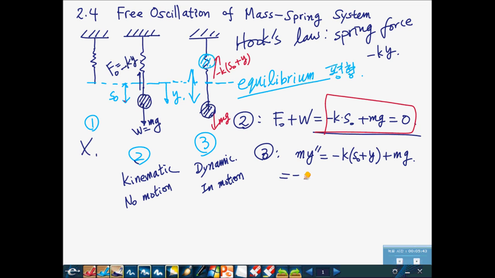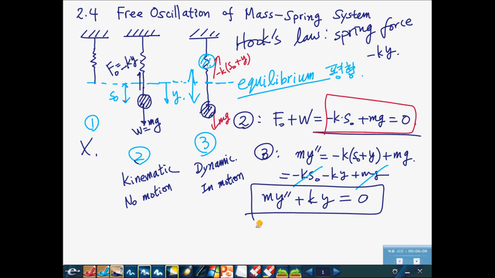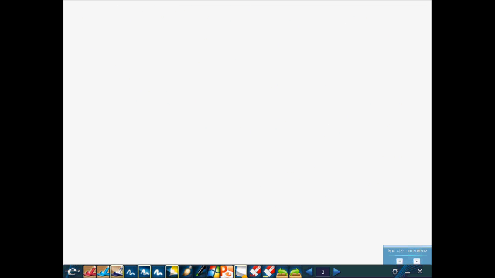Okay? And if you do that, minus kS naught minus ky plus mg. And mg minus kS naught is 0, so this term cancels. So our final equation is my double prime plus ky equals 0. Okay? So for this simple system, which has a spring and mass, we have this kind of differential equation. And now we have to think about C, the damping term.